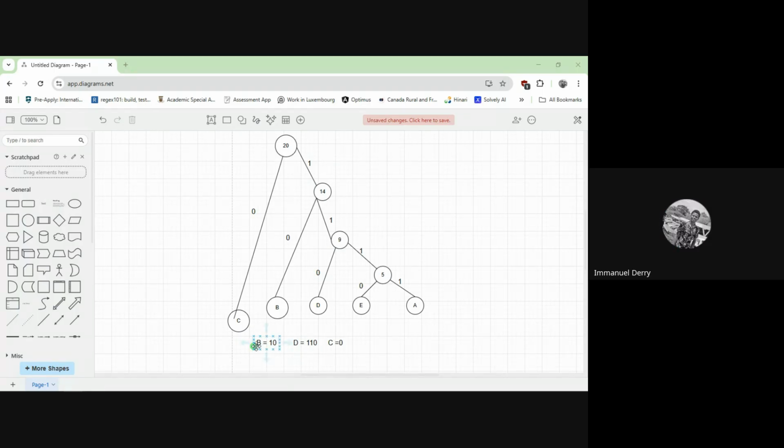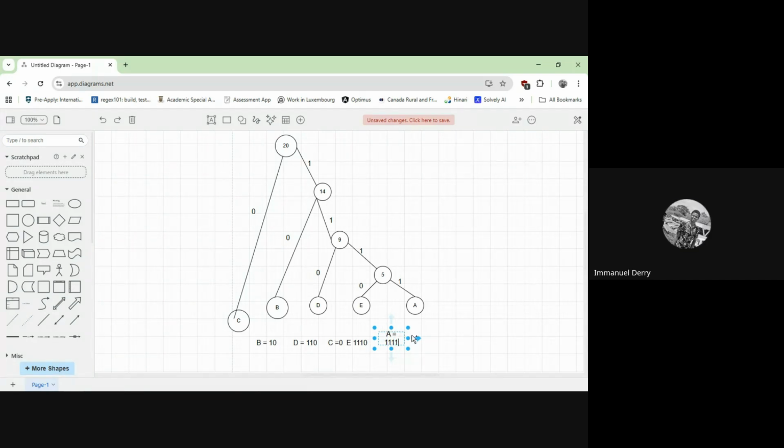So for every character in the message that we have earlier, the bit is 10. And for D is 110. Then for C is 0. Now let's do for E, sorry. Who can help us do for E? Sir, please, I want to try. 1110. Okay. What of A? 1111. So 4 ones. 4 ones, yeah.